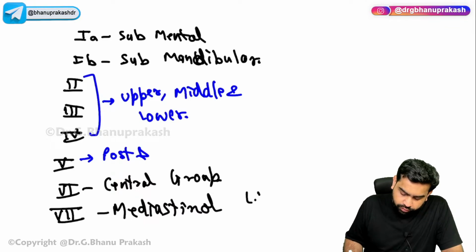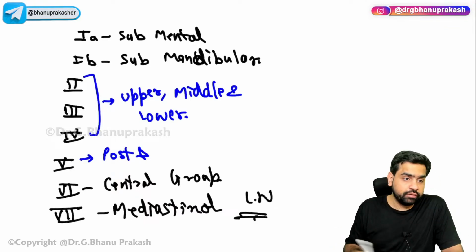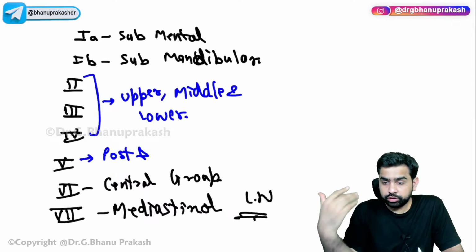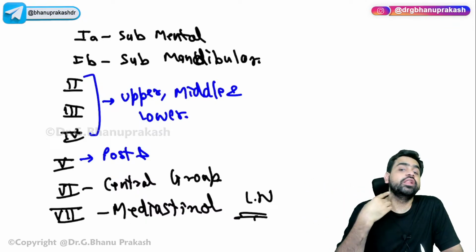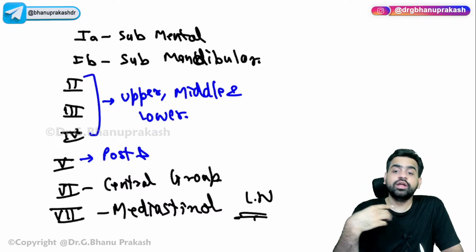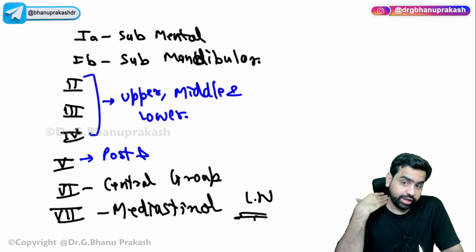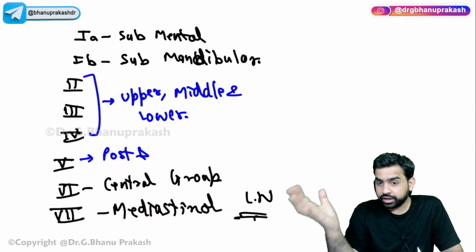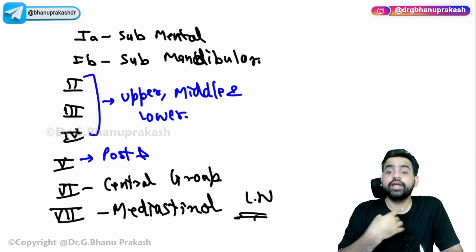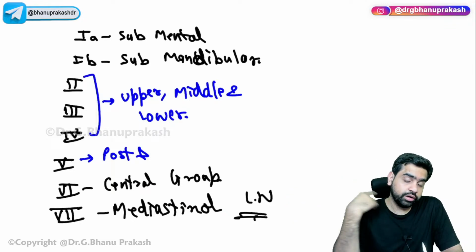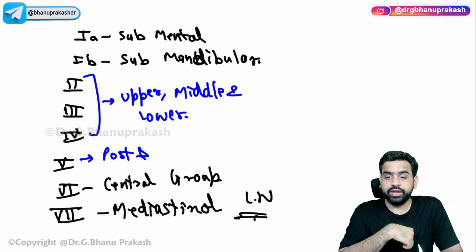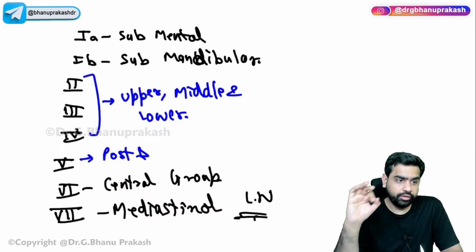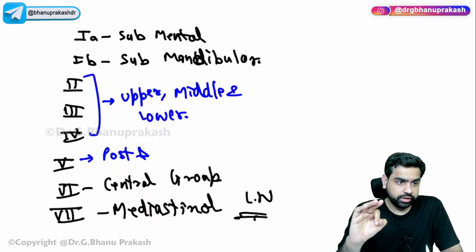is the mediastinal lymph nodes. It's very simple. Tomorrow morning when you are in the washroom brushing your teeth, you can simply revise it: submental, submandibular, upper, middle, lower jugular, then the posterior triangle, central group of lymph nodes and the mediastinum. It takes hardly 15-30 seconds to revise the lymph node stations of the neck. Are you understanding my point? I hope you're able to understand this point.